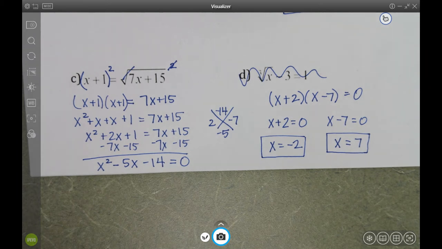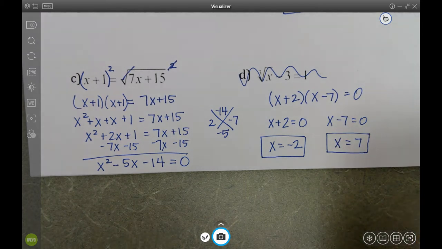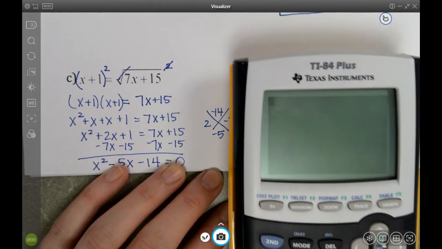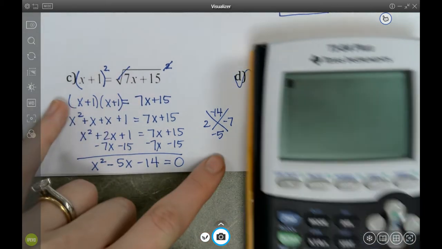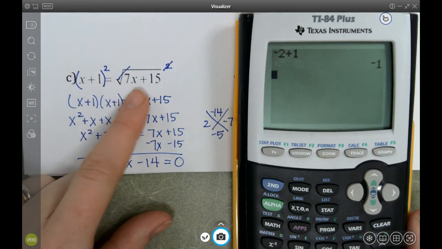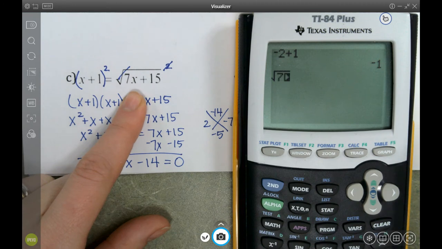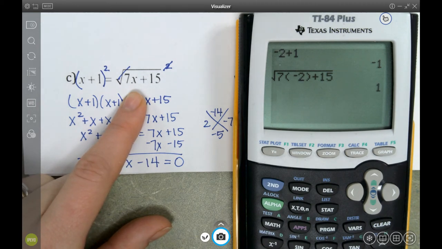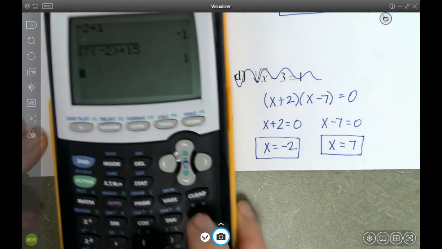But I have to check my answers. Is there anything else? So the first one I'm going to check is negative 2. So negative 2 plus 1 is negative 1, right? So I need to plug in negative 2 over here. The square root of 7 times negative 2 plus 15. That's not the same thing, is it? No. Which means negative 2 is actually a fake answer.